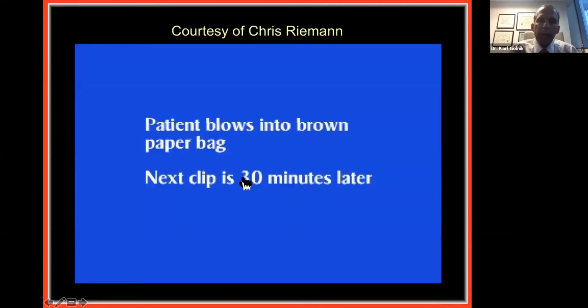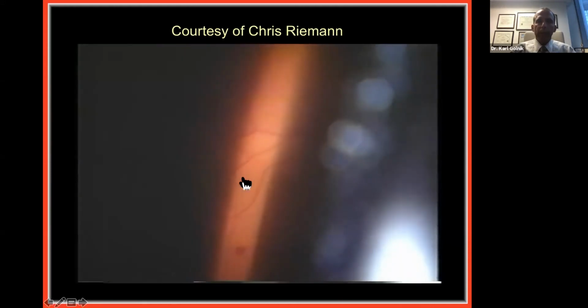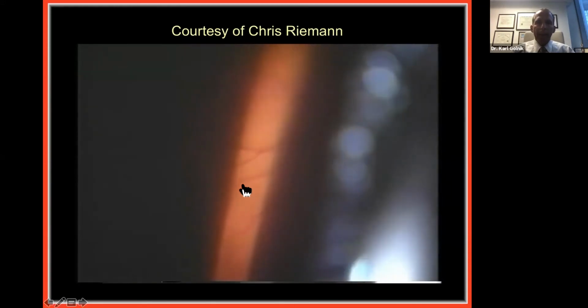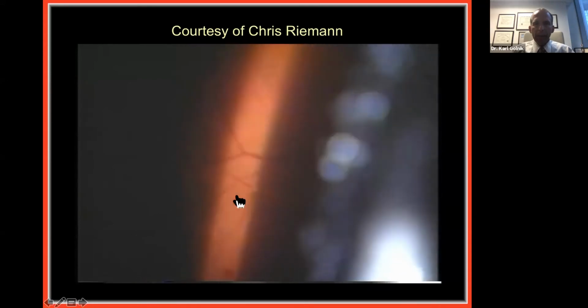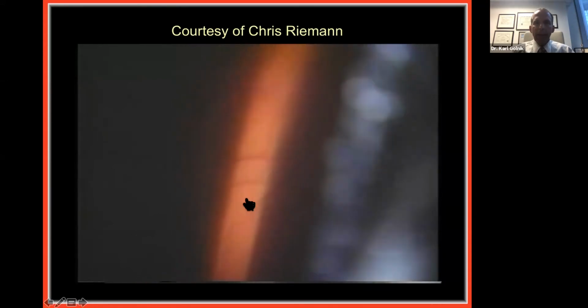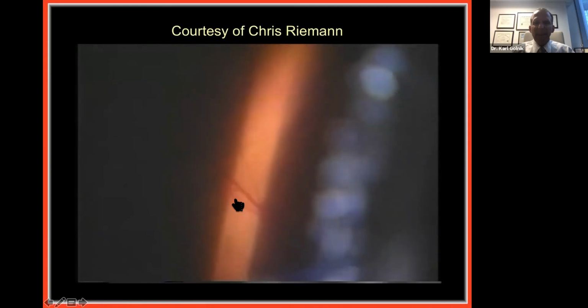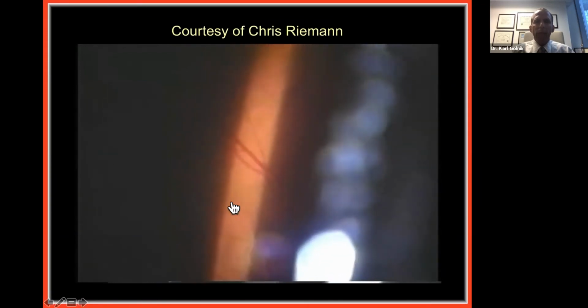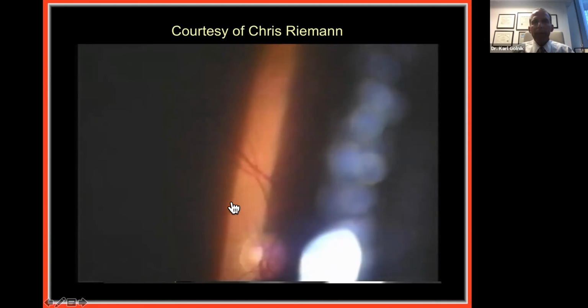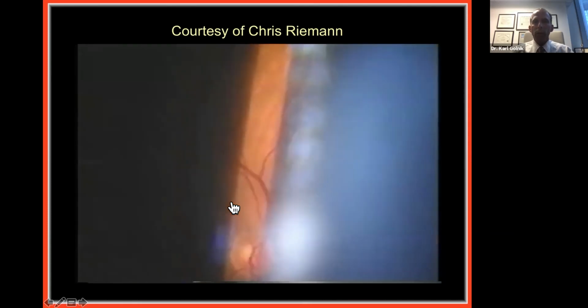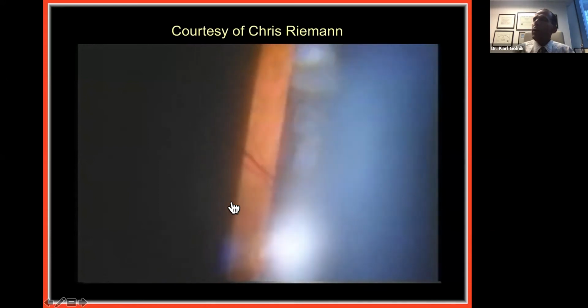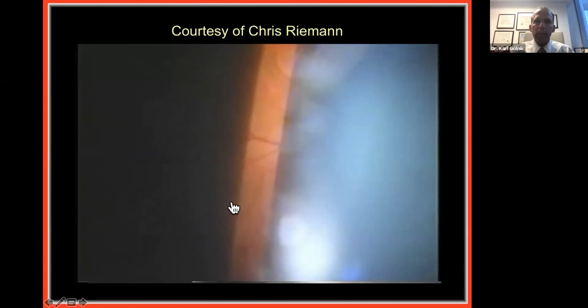And then we treated this person with increasing their blood CO2 by having them blow into a brown paper bag. And here you can see that little reflectile whitish body. There's the little blot hemorrhage we saw earlier, but what's happened is that Hollenhorst plaque has moved downstream because when you breathe in that brown paper bag and your blood CO2 goes up, your blood vessels dilate.